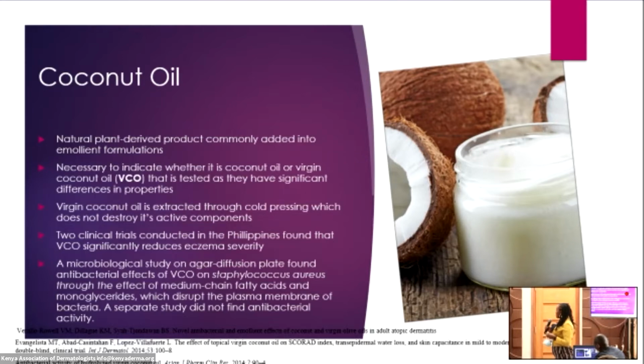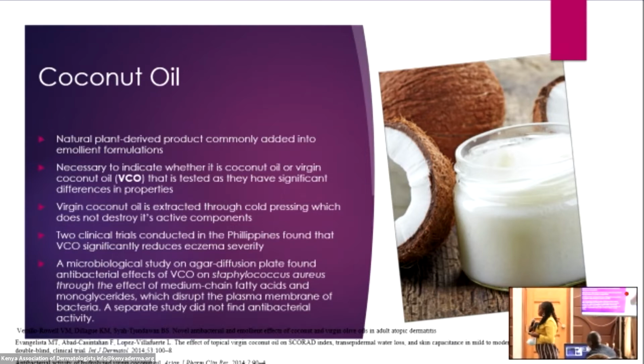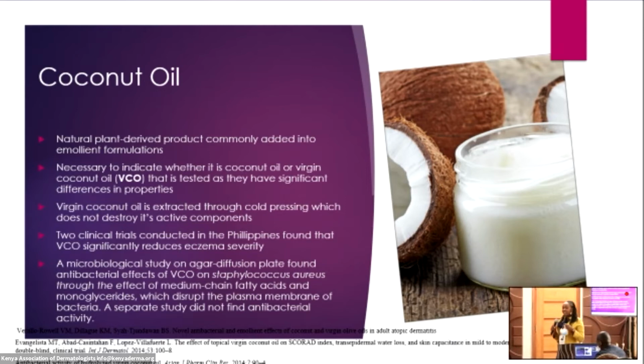So in itself, it's been found to be helpful in atopic dermatitis. There are two clinical trials which were conducted in the Philippines, and they found that it helps in terms of enhancing the barrier. But the challenge you should note with coconut oil is that it's very light. So if you're just putting coconut oil and then wearing clothes, then your clothes will rub off the coconut oil. So you need to keep such things in mind if you're going to recommend it to someone.